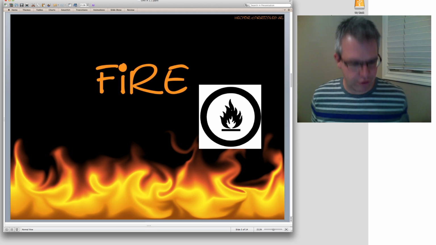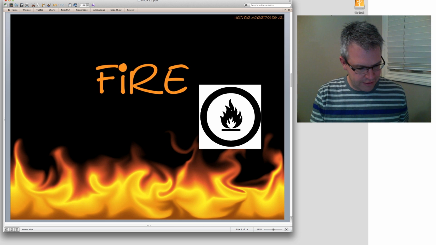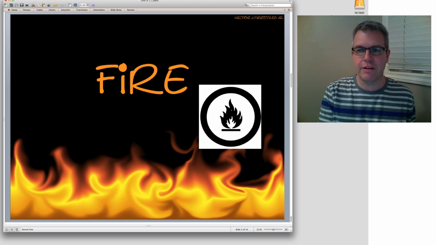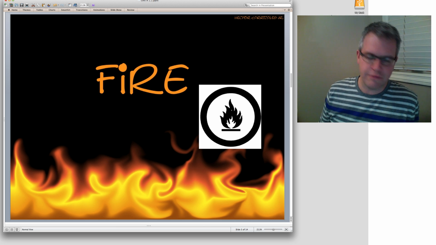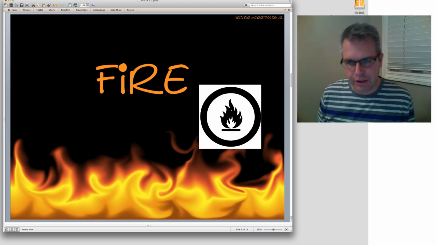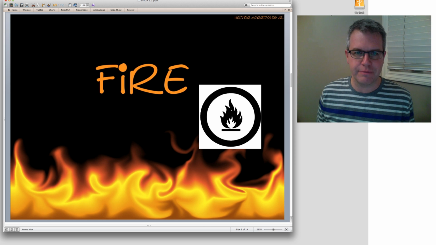The next one we're going to look at is flammable and combustible materials. So the material is a potential fire hazard. It may burst into flames spontaneously in air or release a flammable gas on contact with water. So you see the little flame there, and that's what it means. Fire. So be careful with these.